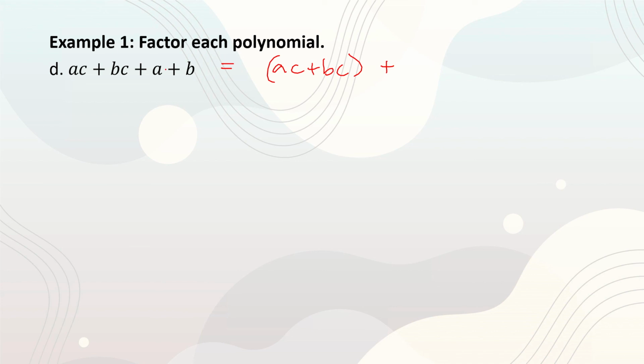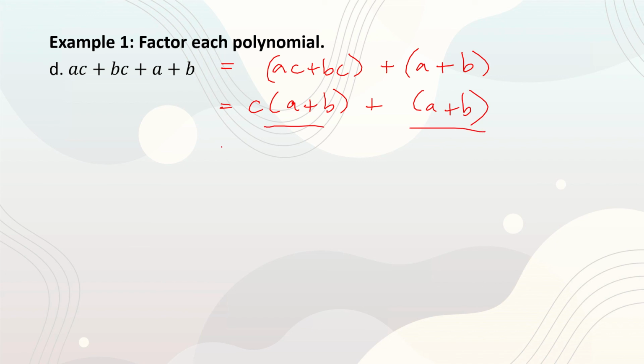And then the other two terms, you don't have to find for common factor, but you can just group them together. But in our first group, you can factor out the C. What will be left is A plus B. If you notice, in our first group and in our second group, they have a common factor which is A plus B. So you factor that out.